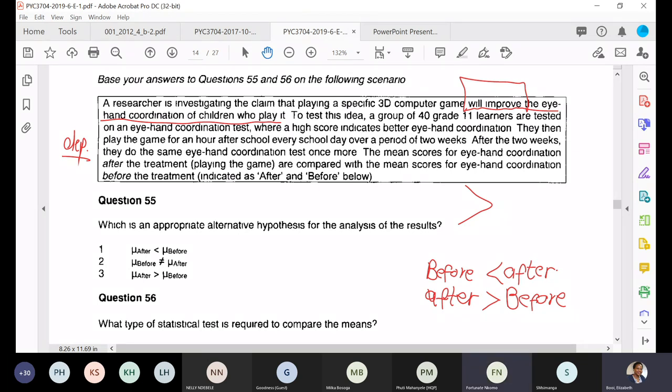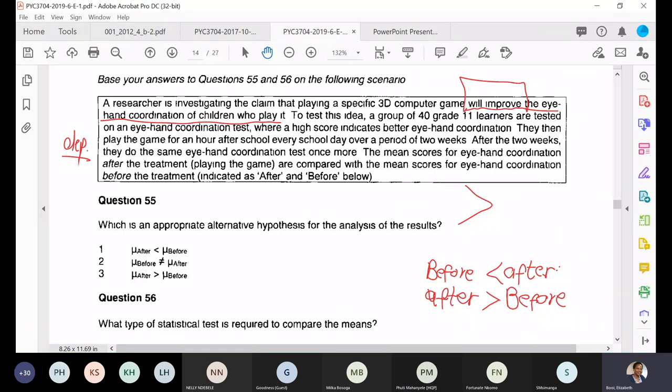Let me summarize what you guys are saying. Based on the discussion that you have, it's true that the null hypothesis will have an equal. But what matters the most is what goes in the alternative. So if we agree that it says will improve, it means the after will be bigger than or more than the before. So it means the eye-hand coordination of the children will be better after. So what we're saying is before is less than after. In summary, that's what we say. Before is less than after, which is the same as after is more than before.